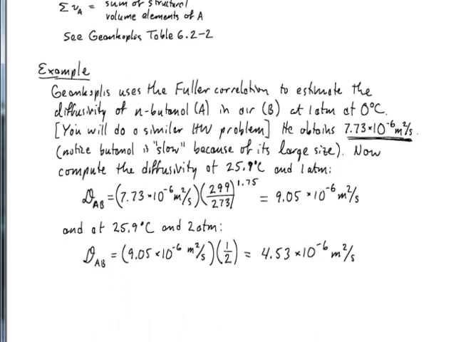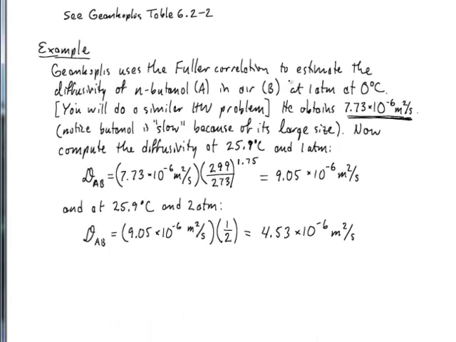So if we go through an example using the Fuller correlation, this one takes n-butanol in air at 1 atmosphere and 0 degrees C. So he obtains 7.73 times 10 to the minus 6 meters squared per second. And that's pretty slow for the gas phase. That's because n-butanol is a large molecule.